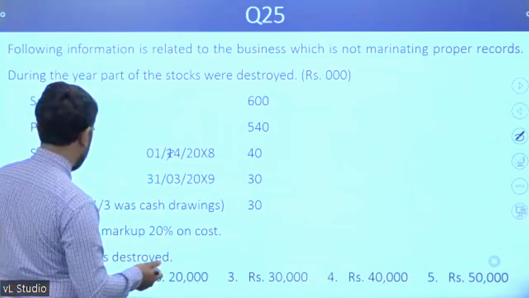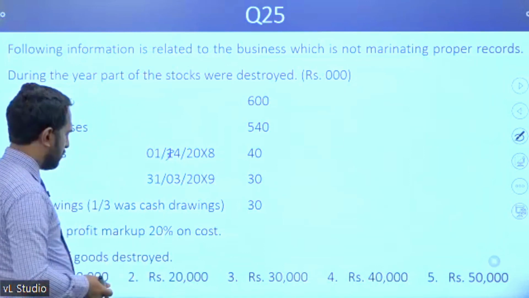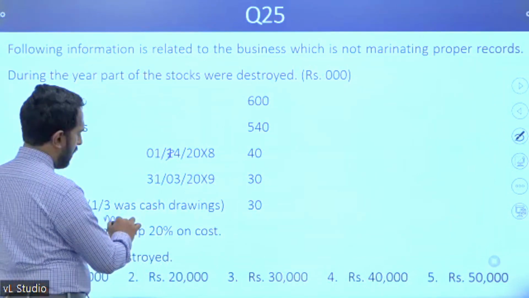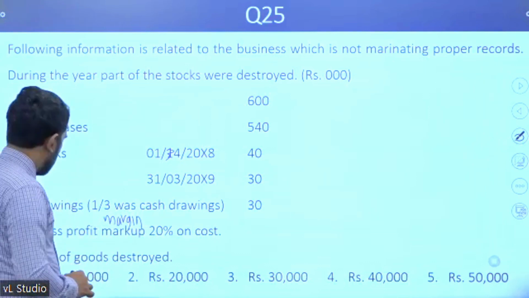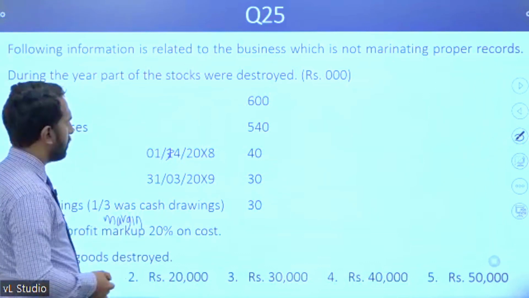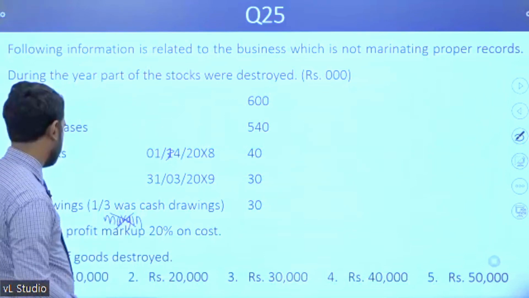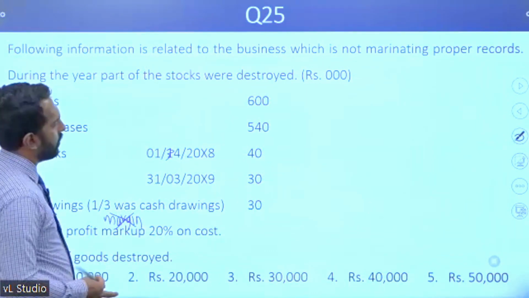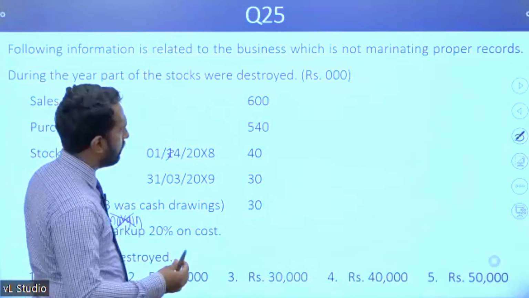And the drawings, one third is a cash drawing. Here they are making a small mistake. In your tute, it might have been mentioned as margin. Please correct that to markup. Gross profit markup is 20% on cost. It's not margin, it's markup. So you are supposed to calculate the cost of the goods destroyed. We'll do the calculation.